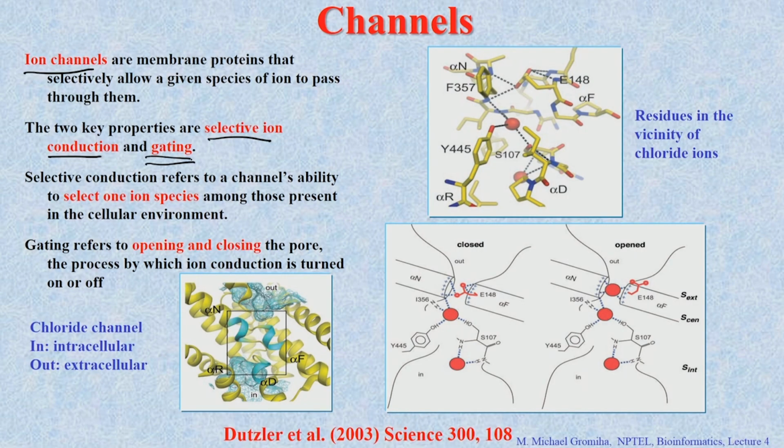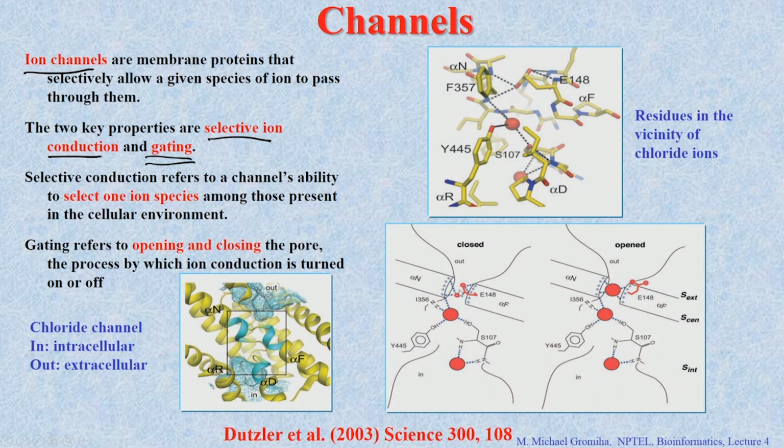And the second one is gating. Gating means in some cases it will open the channel, so it will allow ions to pass through, and in some cases it will close the channel. In this case the molecules cannot enter into these channels. If you see this example, this is the example for the closed and open conformation. Here the ion is here, they want to transport through this membrane, and here this is glutamic acid 148, which is inside the membrane.